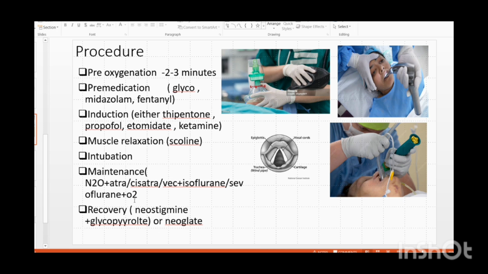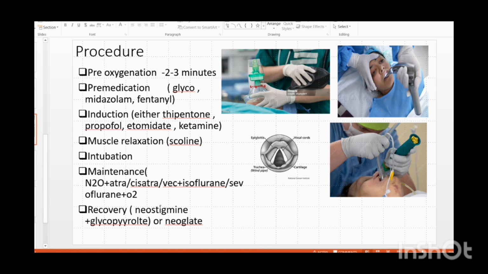Only oxygen should be delivered. After this, the patient will start moving and will try to take some spontaneous breathing. At that time we will assess the patient, and we will start giving reversal drugs, which will recover the patient. The patient will come back to the normal stage, from an unconscious state to a conscious state, after giving these drugs.